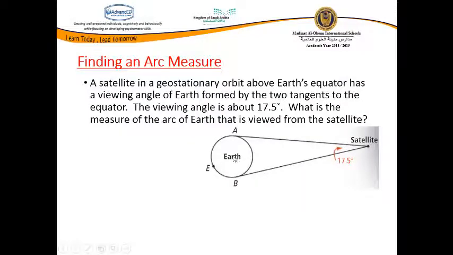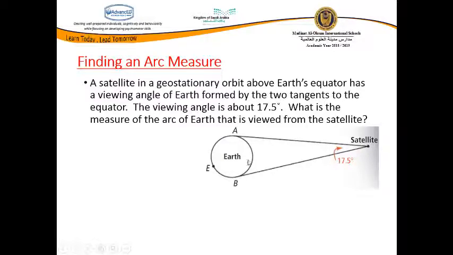Looking at this problem: a satellite in geostationary orbit above Earth's equator has a viewing angle of Earth formed by the two tangents to the equator. The viewing angle is about 17.5 degrees. What is the measure of the arc of Earth that is viewed from the satellite? This is arc AB. By applying our theorem, we know that the measure of the 17.5 angle is equal to half the difference of the two intercepted arcs, arc AB and arc AEB.